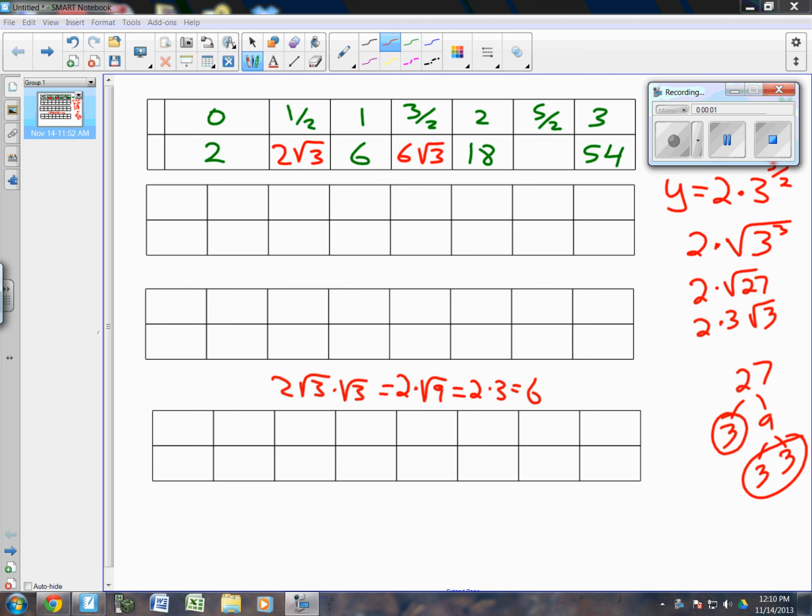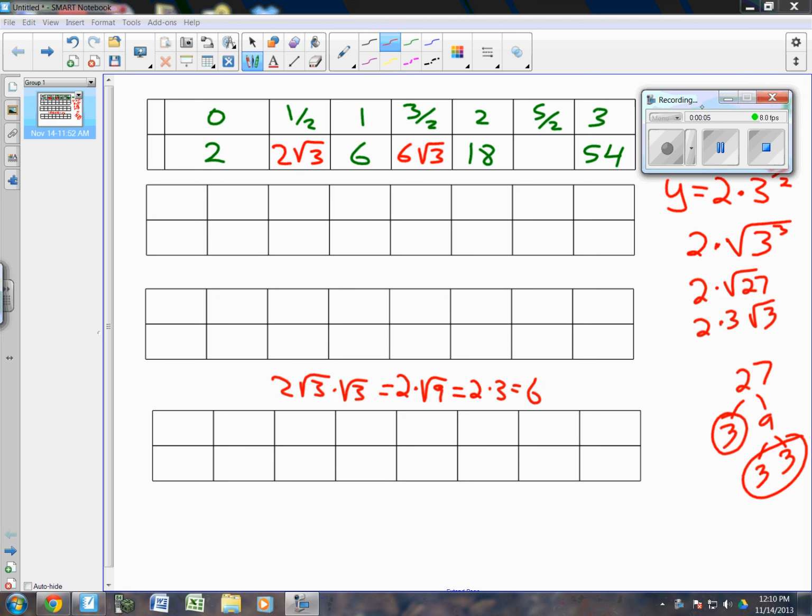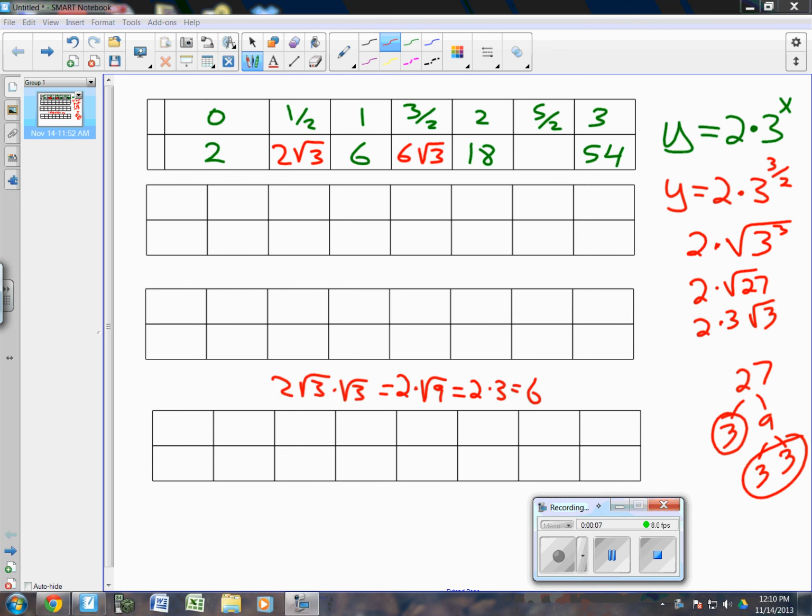Notes you're writing down: a rational exponent is an exponent that is a fraction. Okay, so we learned that y equals 2 times 3 to the x is the equation that produces this.